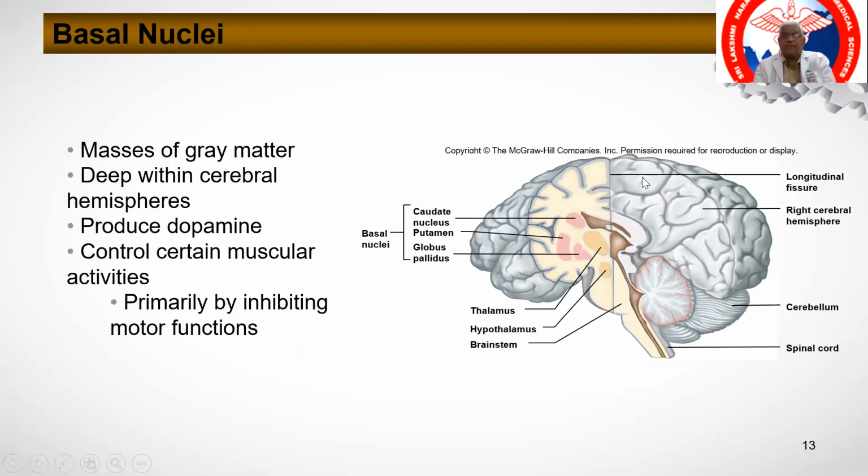This is the longitudinal fissure. Right cerebral hemisphere, thalamus, hypothalamus, brainstem. The posterior part is our cerebellum. Then finally, the spinal cord. Occipital lobe, parietal lobe, temporal lobe. This is our frontal, temporal, parietal, and occipital.